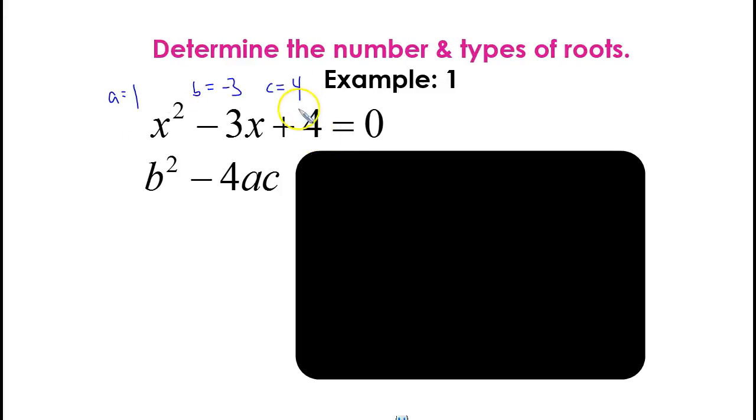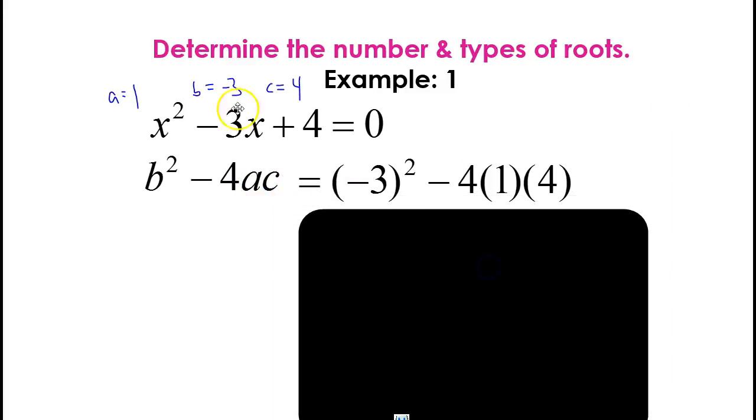So we know our a, b, and c, and we're just going to plug those into the formula for the discriminant. If you remember the big quadratic formula that we derived, it was negative b plus or minus the square root of b squared minus 4ac, all over 2a. The discriminant is what was under the square root sign. We don't want to use the square root sign to find the discriminant. We just want to find b squared minus 4ac by plugging in b, negative 3, squared, minus 4 times a, 1, times c, 4.